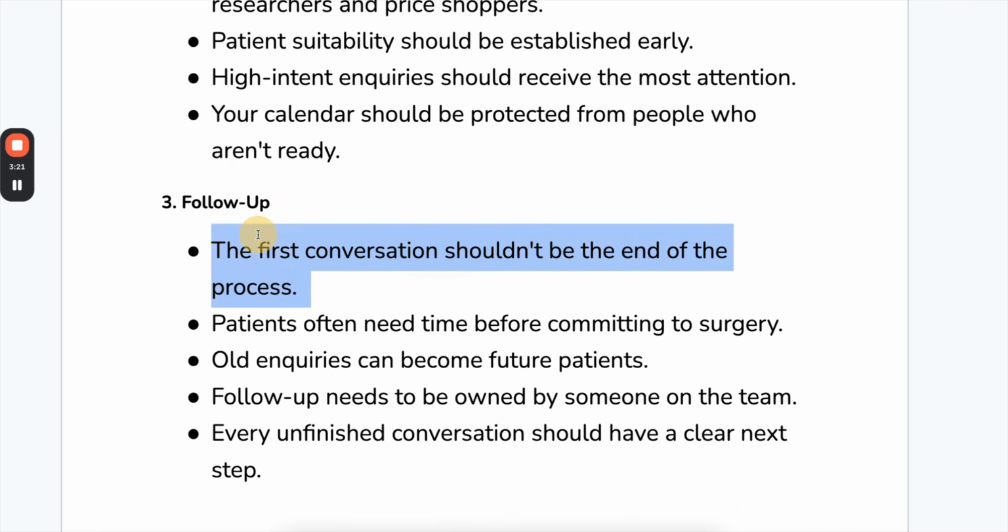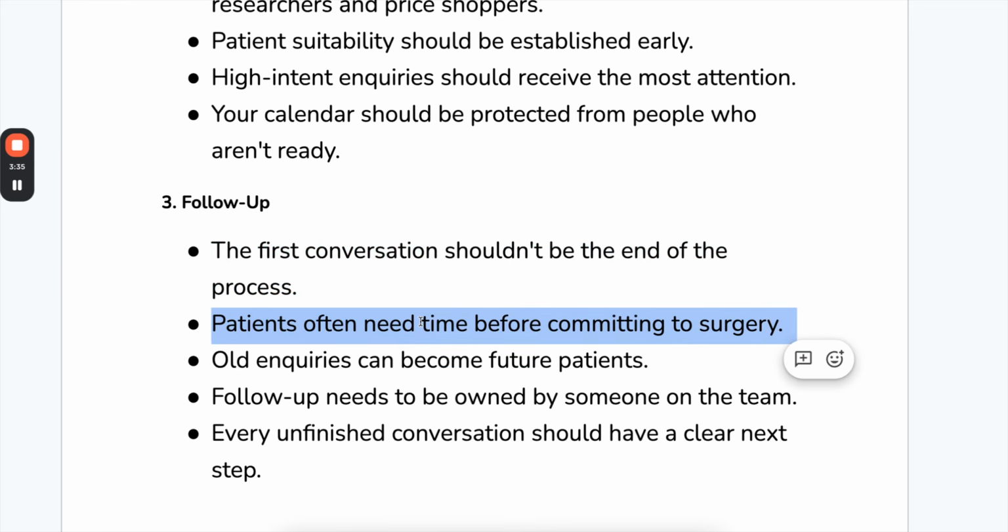Number 3 is follow-up. The first conversation shouldn't be the end of the process. So when you have a conversation with someone, you don't want to end it there and just try and get them to pay the deposit. You need to have an ongoing conversation with them as much as humanly possible. Next is patients often need time before committing to surgery. What's going to happen here is if someone's going to come in for surgery, this is not a casual thing. People need time and they need a certain window of time in order to be ready for the hair transplant. So if someone's coming in for this, they need at least a couple of weeks to prepare, or at least a week to prepare.